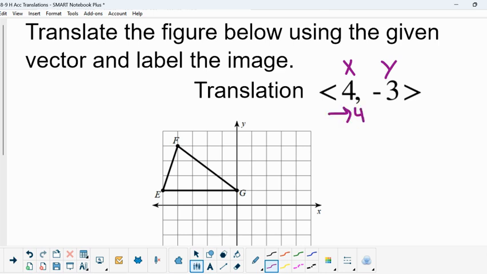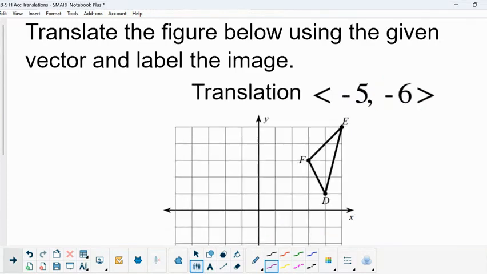Down 3. So again, take each figure right 4, point I should say, down 3, plot it, and give it a prime. Right 4, and down 3, give it a prime. 1, 2, 3, 4, 1, 2, 3. And then you've got your triangle translated. So no matter how they give you the notation, it's going to tell you to do the same thing.